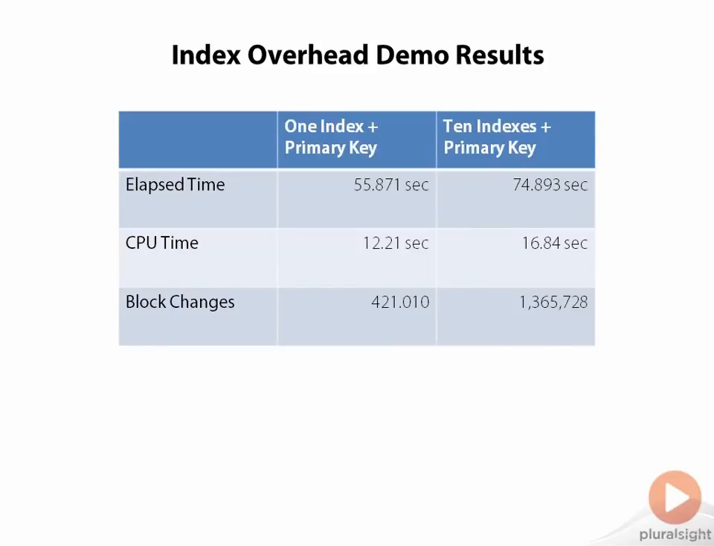So here are our results. I've cleaned the data up a little bit. I've taken all of the values and converted those to seconds so that they're a little bit easier to read. And not very surprisingly, we see that the table that had 10 indexes plus the primary key not just took longer, it also consumed more system resources. And pretty significantly, there were quite a few more block changes for this table, again, which is something that we would expect with all those additional indexes to update.